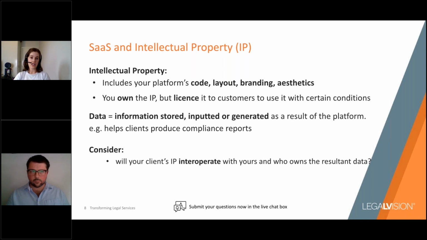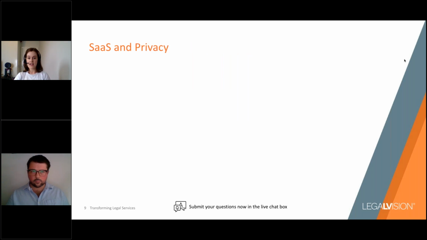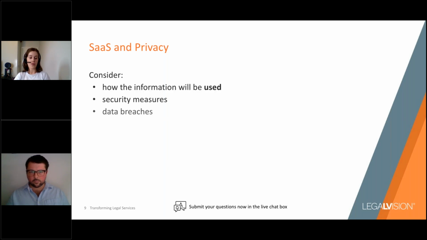And then moving to privacy. Privacy is a big one for any business. It's a really big one for SaaS businesses. So you'll need to consider what personal information is being input by your customer and how you're actually handling and storing that information. Your SaaS agreement should cover how the personal information will be used. What security measures do you have in place? What are you going to do if there's a data breach? And do you transfer personal information overseas?